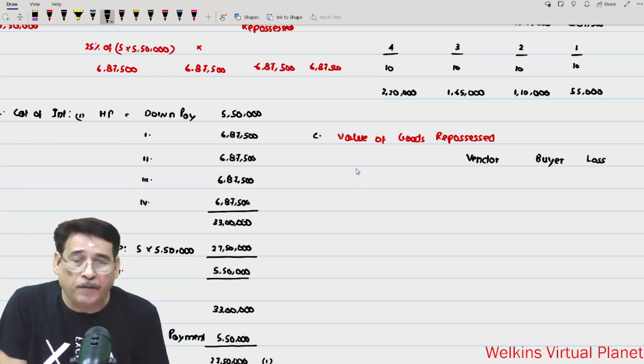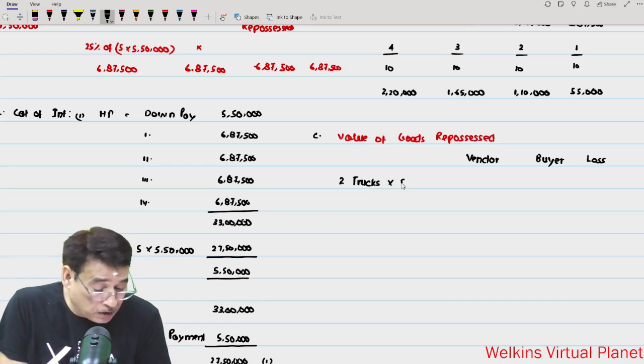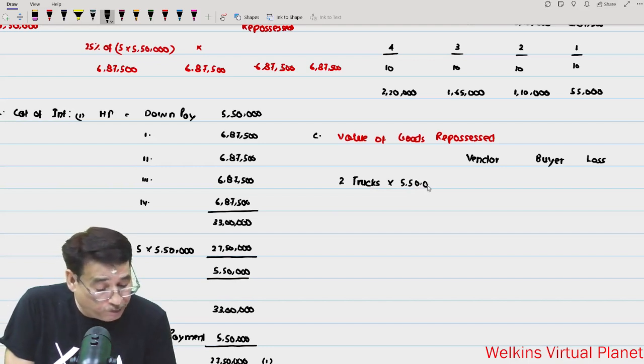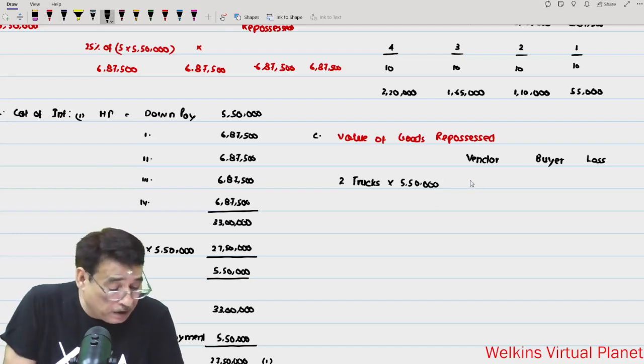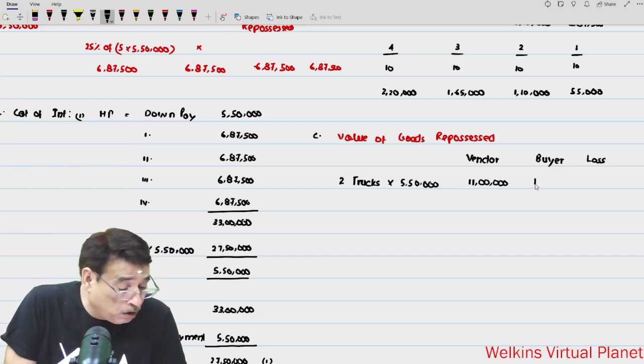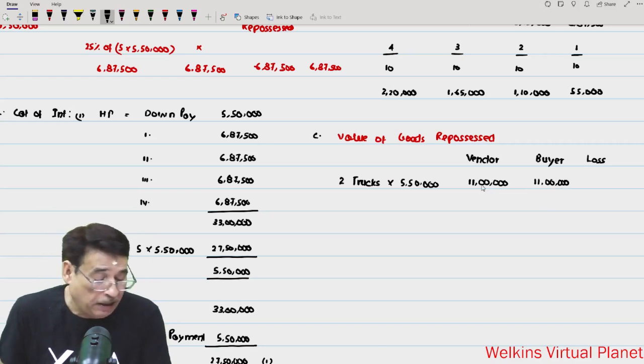How many trucks have been repossessed? Think coolly. 2 trucks. And what is the cost price or cash price of that particular truck? Sir, cost price is 5,50,000. Are you sure? Let me check up. Right, 5,50,000. Now 2 into 5,50,000 is equal to 11,00,000. You write the 11,00,000 in the column of vendor and buyer both. From buyer's perspective, the cost is 11,00,000, so vendor will also write 11,00,000.